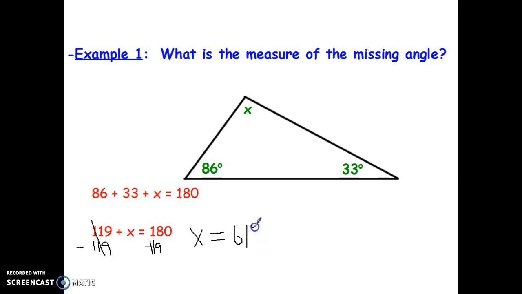61 degrees. Okay? And then you can plug it in for x. Check your work by adding all three numbers together. If they equal 180, you did it correctly.